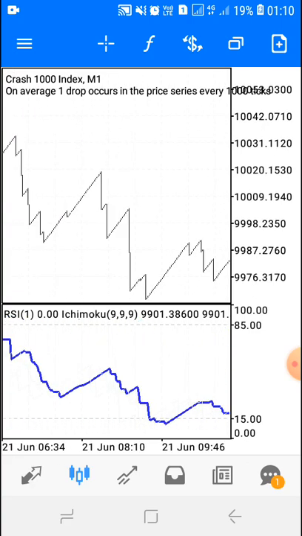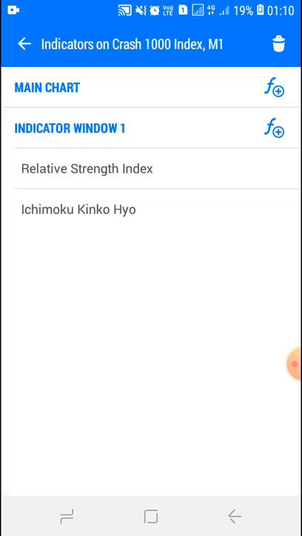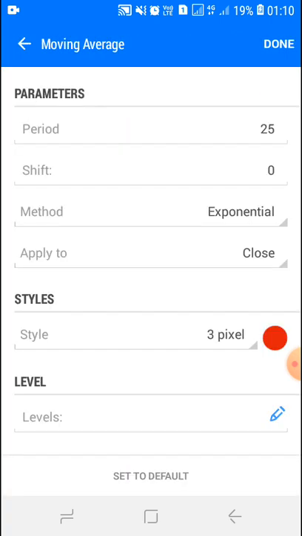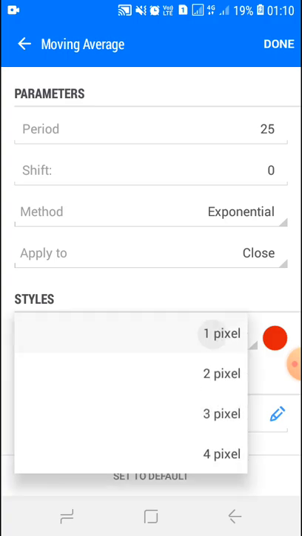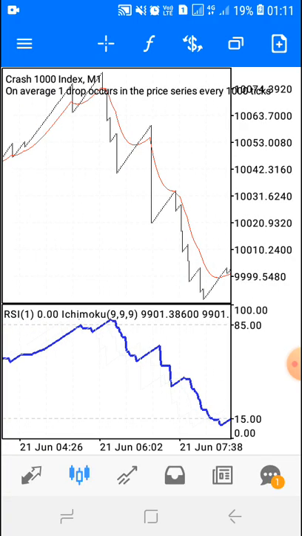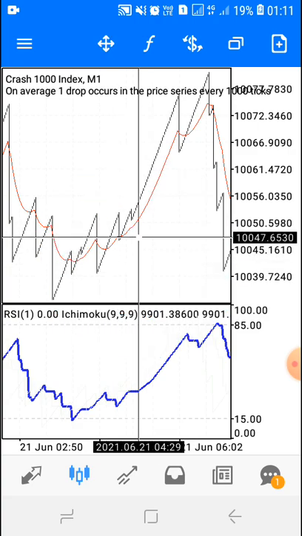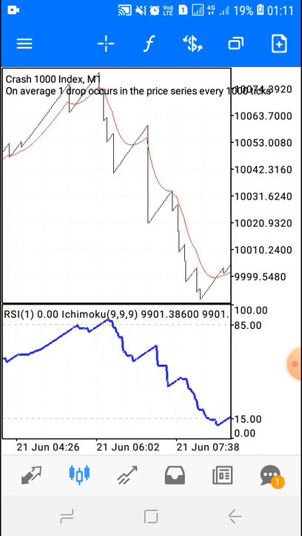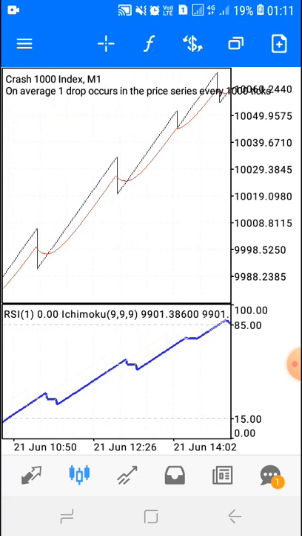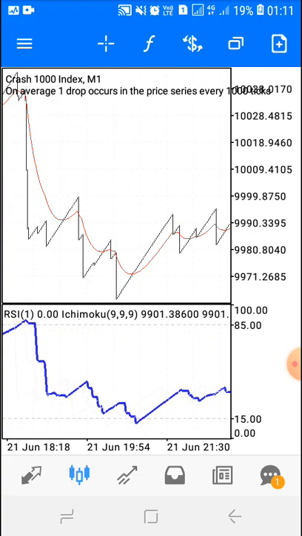Now remember, this is a scalping strategy. So the next indicators we need are our moving averages. The first moving average is supposed to look like this. The period should be 25, shift 0, method exponential, apply to close, and let's make it 1 pixel red. I don't want your screen to look full of indicators, that's why I'm making the pixel like that, so that the moving average can look smaller and the chart can look smoother.